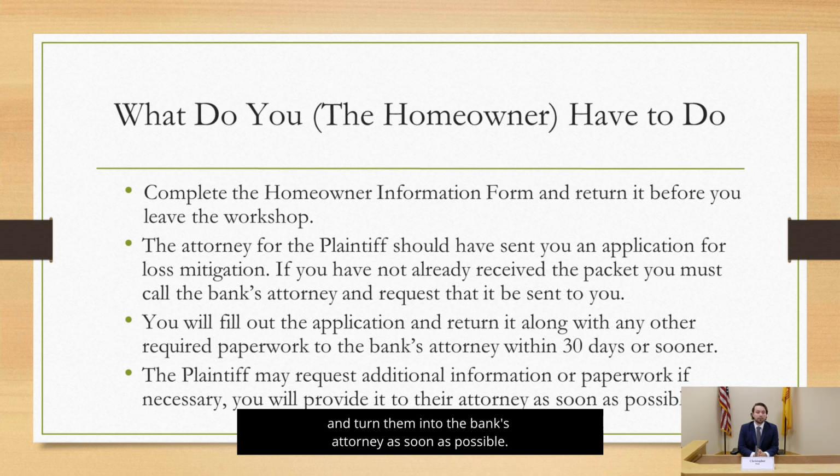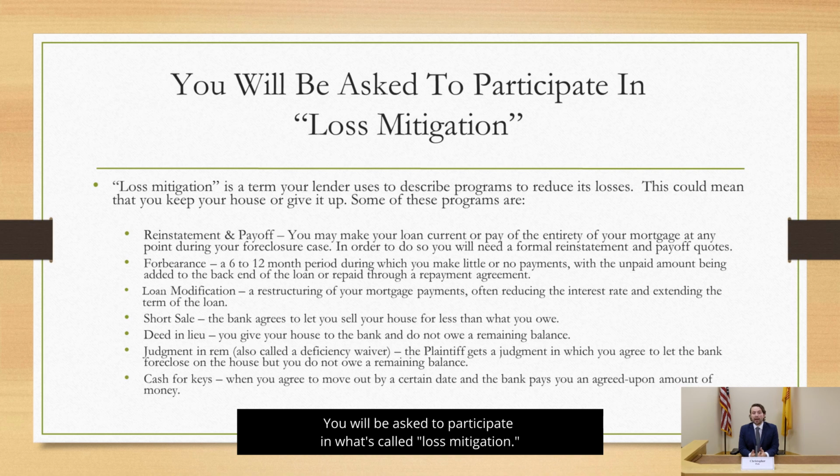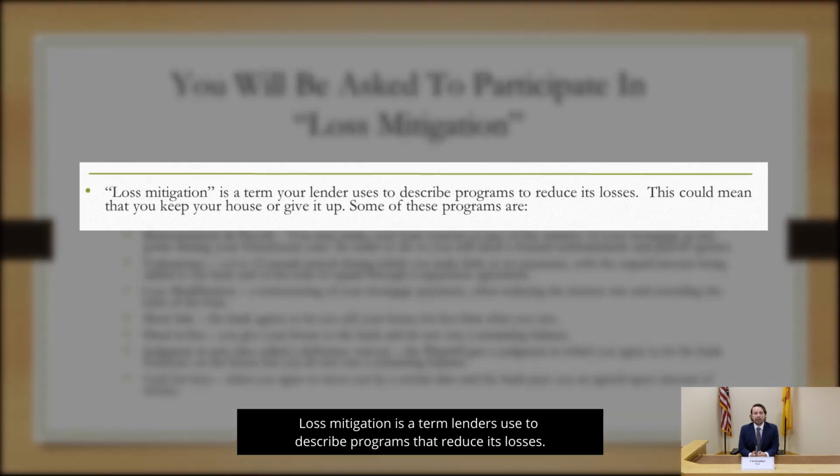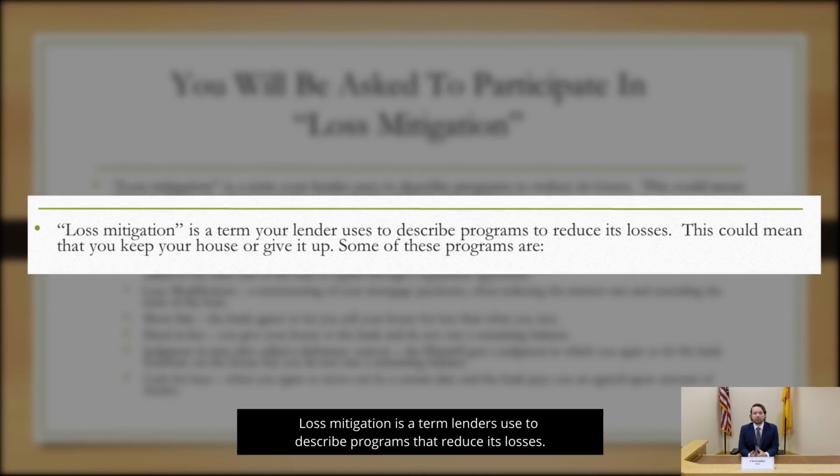soon as possible. After you submit your application back to the bank's attorney, more than likely there will be missing documents. The bank's attorney is required to let you know what those missing documents are. Once you get them, you will be required to turn those back into the bank's attorney as soon as possible. You will be asked to participate in what's called loss mitigation. Loss mitigation is a term lenders use to describe programs that reduce its losses.